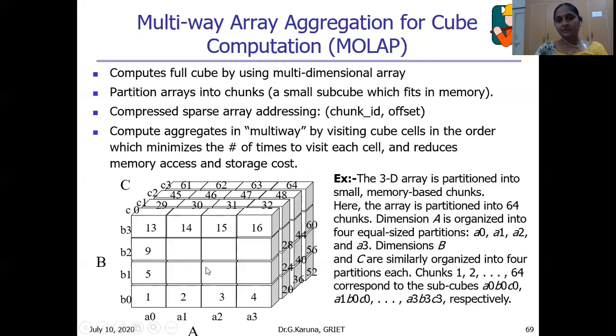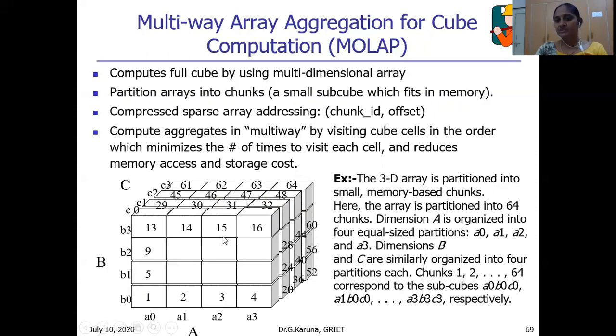Let us consider an example. Here a three-dimensional array is partitioned into small memory-based chunks. Here the memory is partitioned into 64 chunks. See this diagram, there are 64 chunks. A, B, C are the three dimensions, with A having four attributes A0, A1, A2, A3, dimension B having B0, B1, B2, B3, and C having C0, C1, C2, C3. If we number each chunk starting from 1, we get 4 into 4 into 4, 64 chunks. So the three-dimensional array is partitioned into 64 chunks.